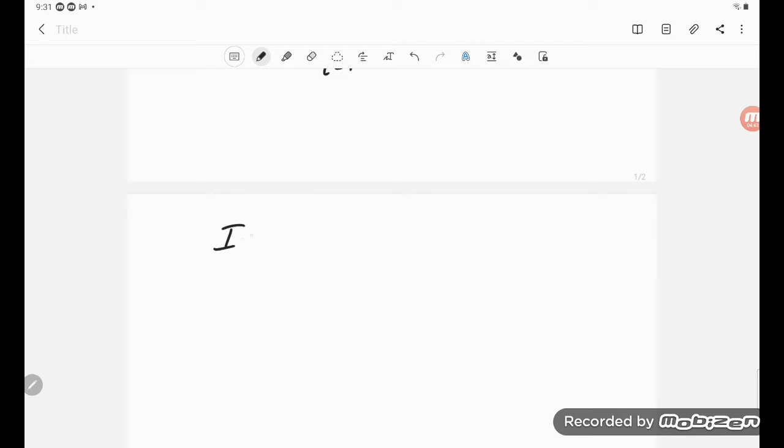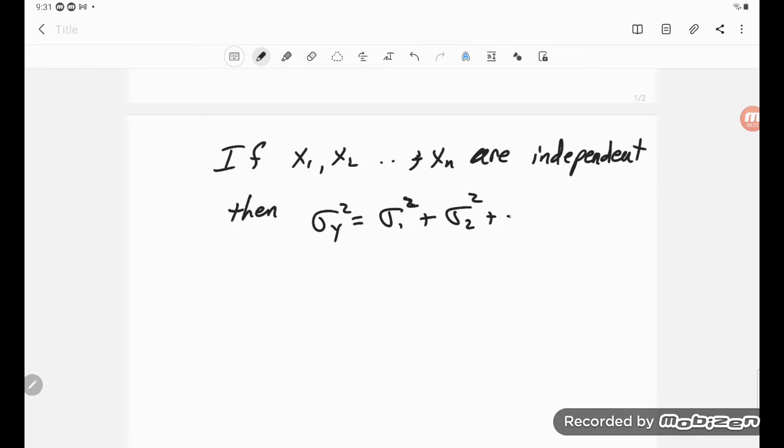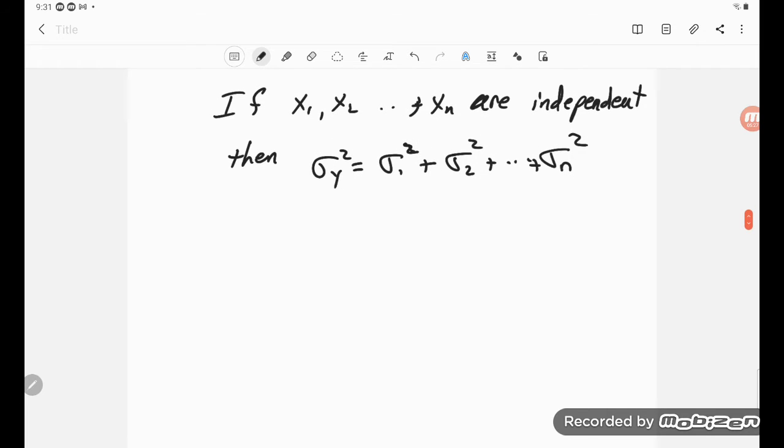But now if x1, x2, and so forth, xn, are independent. Now what I mean by that is mutually independent. If they are independent, then our y, to get our variance of y, we just take our separate variances of each of the xn's. So that's nice. So variances just add.